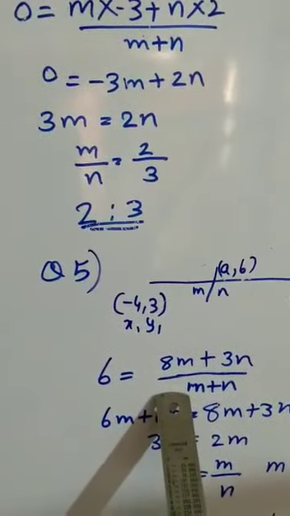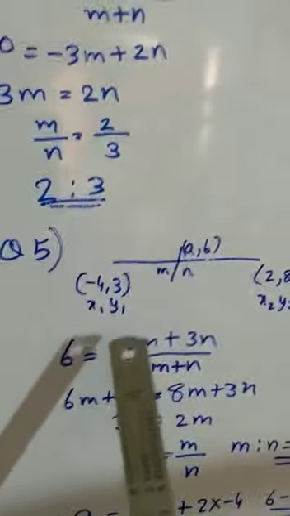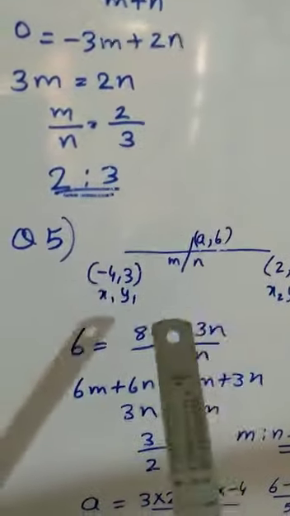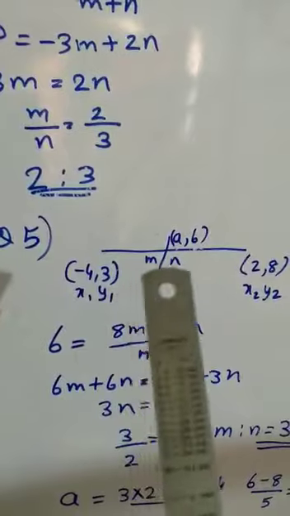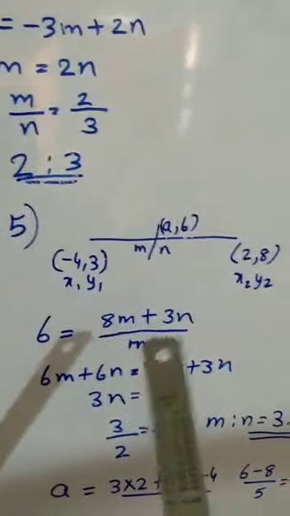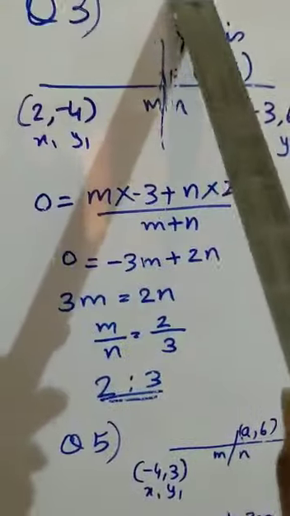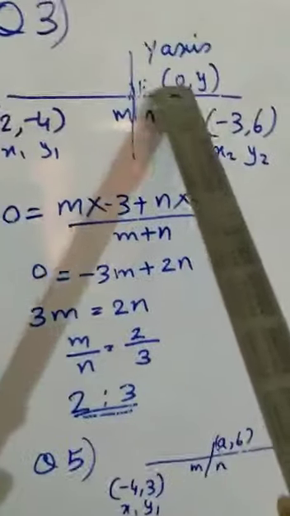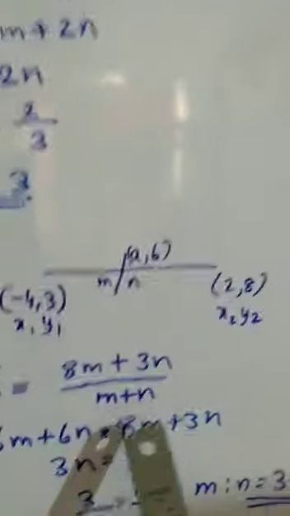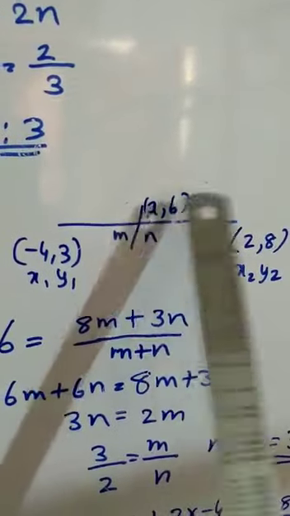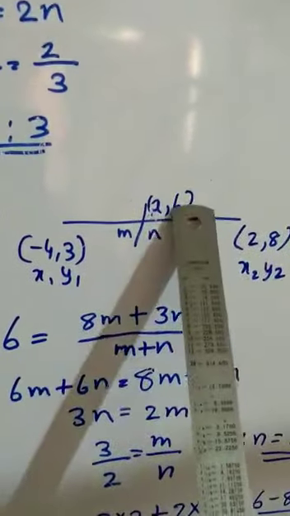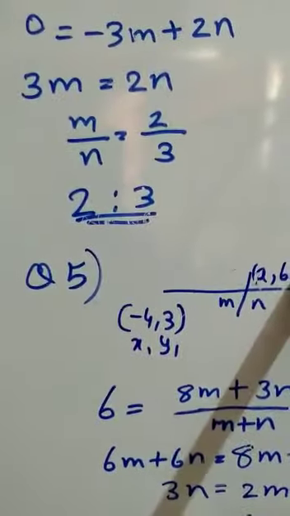Next we go to question 5. Question 5 says, in what ratio does the point A, 6 divide the join of minus 4, 3 and 2, 8? Also find the value of A. Now they have given us A and 6. Last time they told us it is y-axis, so when they said y-axis, we took x as 0. Now they have given us A in x place and 6 in y's place. Since they gave us 6 in y's place, we have to use the y coordinates.